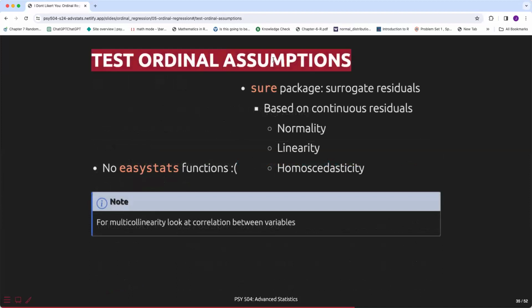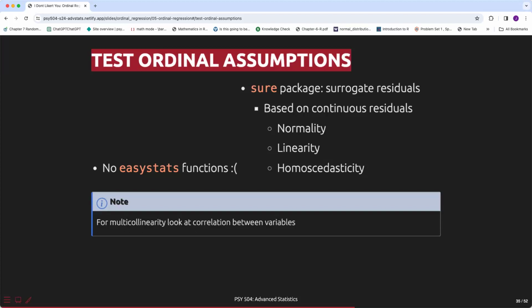All right, so I wanted to spend a little bit of time talking about ordinal assumptions. It's really the wild, wild west when we start talking about generalized linear models or any complex models in terms of assumptions. That's because there are so many different ways that we can quantify what a residual is in these models. But I did stumble upon a package called the SURE package that uses these things called surrogate residuals. Basically, the idea behind these is that it's based on continuous residuals. So it takes this ordinal variable and maps it onto a continuous space essentially.